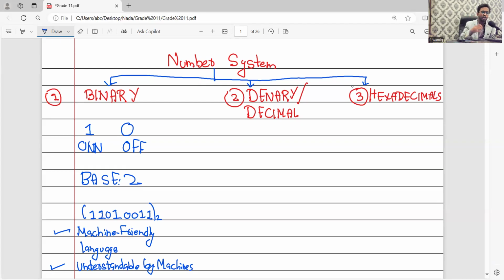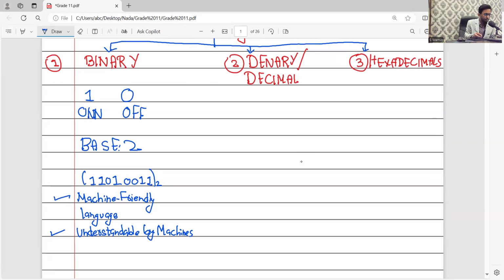A binary is not understood by humans. It is difficult for me to understand. It is a computer language, right? It is a computer language. So I hope the first one is clear.